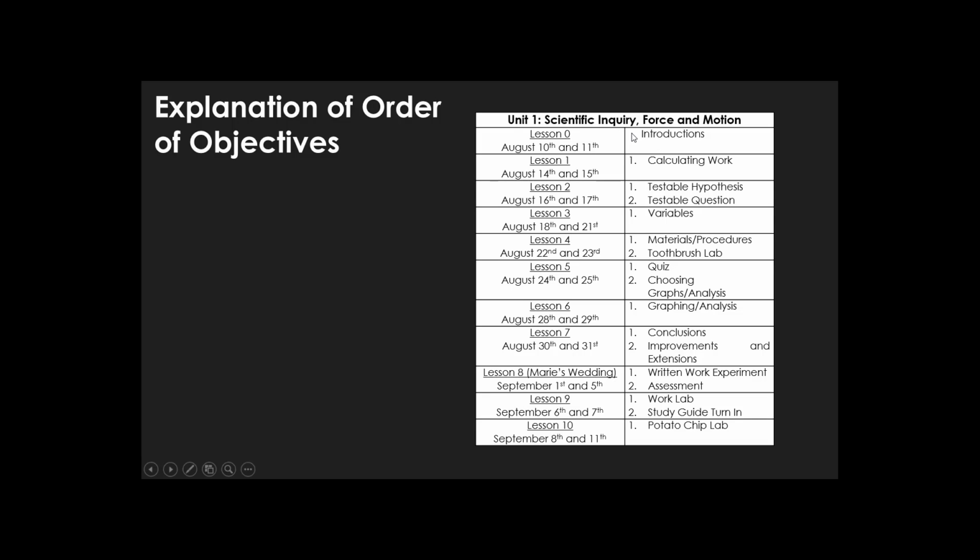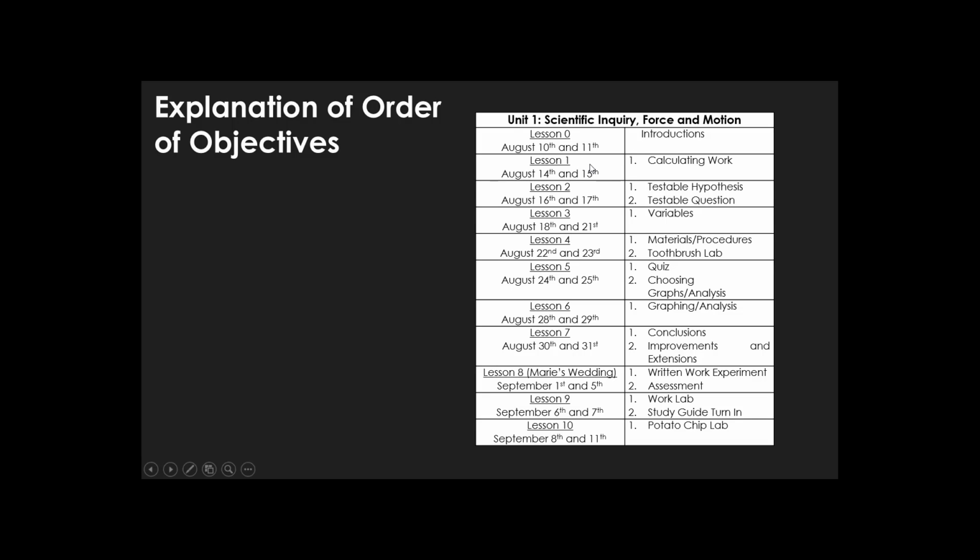Some people choose to do a pre-test on this day to get an idea of what their students know already. Some people do all sorts of introduction activities. I have them create a scientist to mirror their likes and dislikes. That activity can be found in the archives from last year.